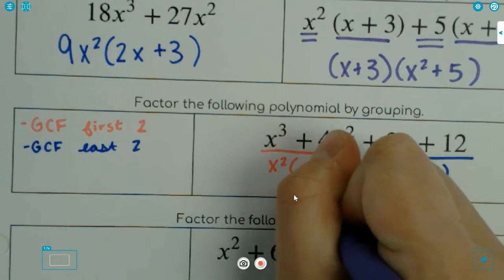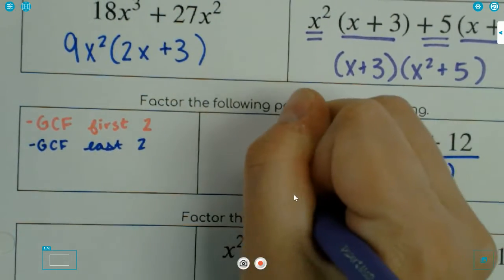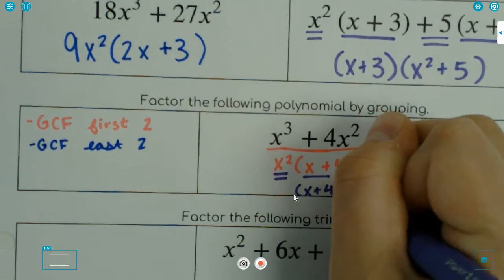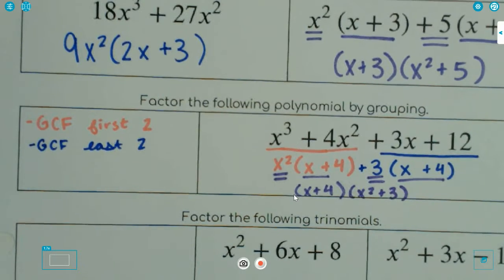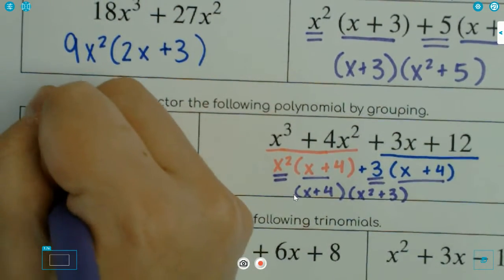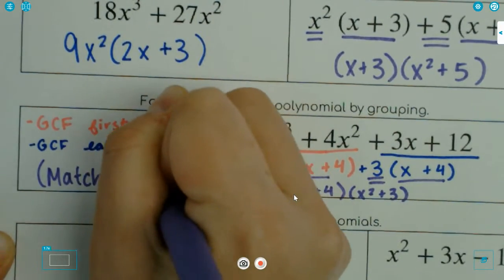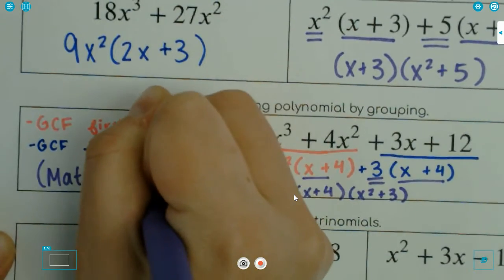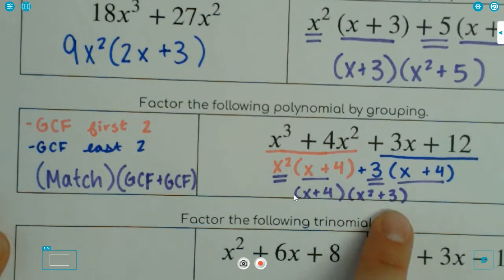So we pull that out as our greatest common factor in the front. And then the other factor is this x squared and this 3. I can't make my box big enough. X squared plus 3 is what that says. So GCF out of the first two, GCF out of the last two, and then your answer is, I call it matchy, the matching one, and then GCF plus GCF. It's your two GCFs that you pulled out. So x plus 4 was the matching one. GCF plus GCF was the other one.